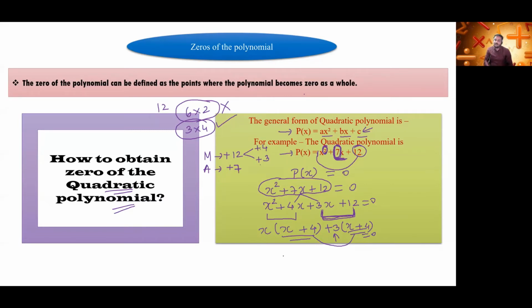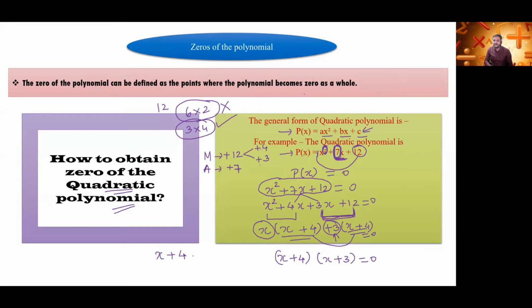Okay, so now x plus 4, this bracket is coming 2 times, so we will take x plus 4 as common. Now what is remaining? These two values are remaining. See, x is remaining and this +3 is remaining. We will put it in the other bracket, equal to 0. Now we have two brackets equal to 0. So independently equate both the brackets with 0.